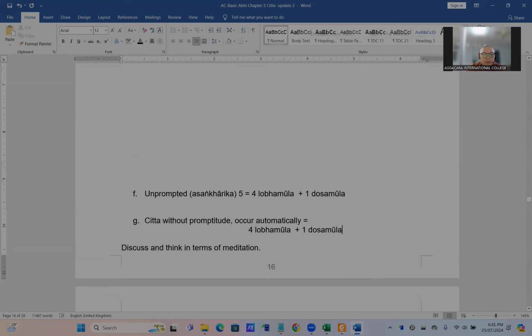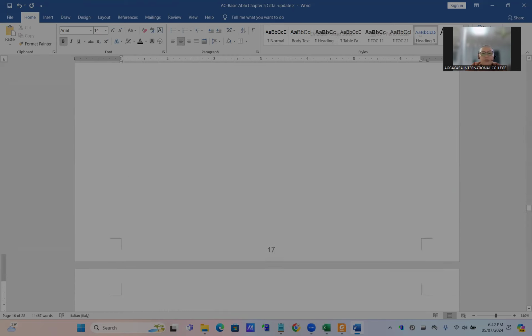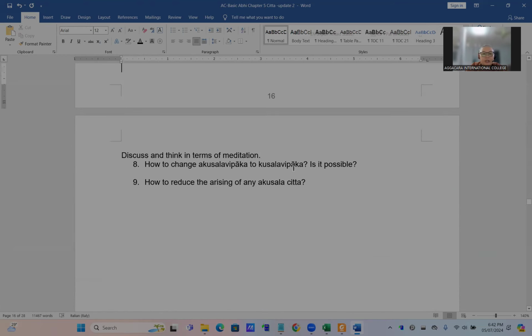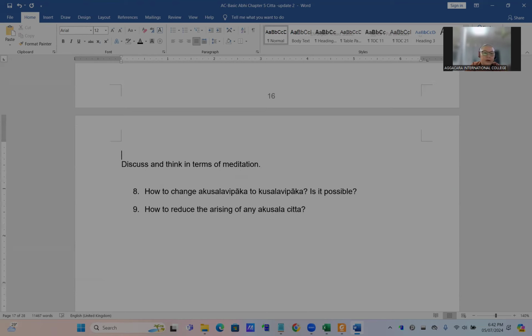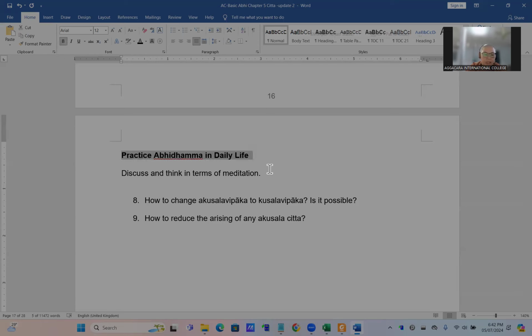Okay, now for the next question. All these are numbers, not important if you want to practice meditation. Now I am actually going to do another book, which is in progress. The title is Practice Abhidhamma in Daily Life, a new book by Sayadaw Dr. Nandamala. Now we also should think about this: think in terms of meditation or in your daily life.